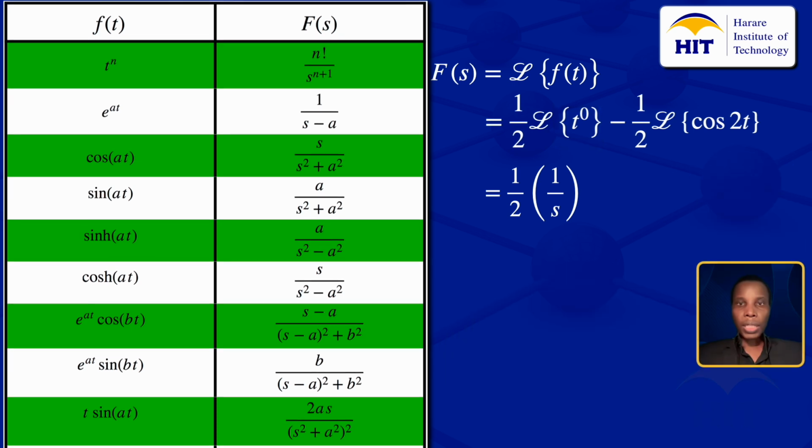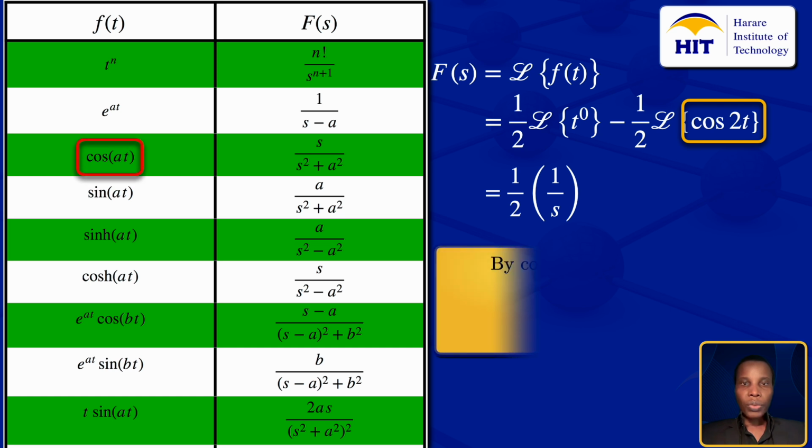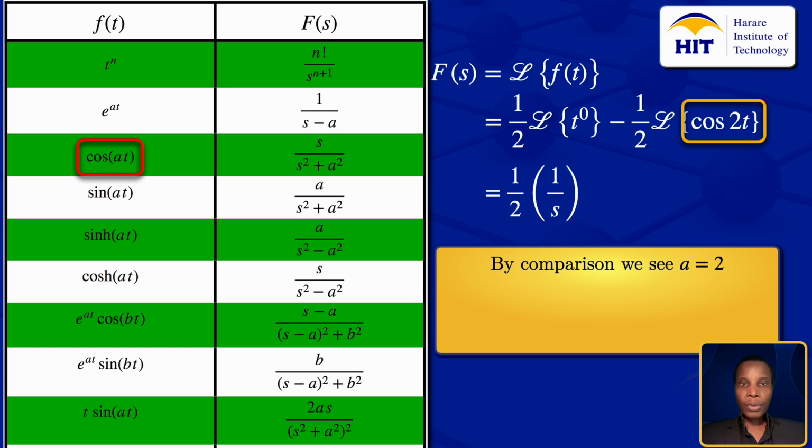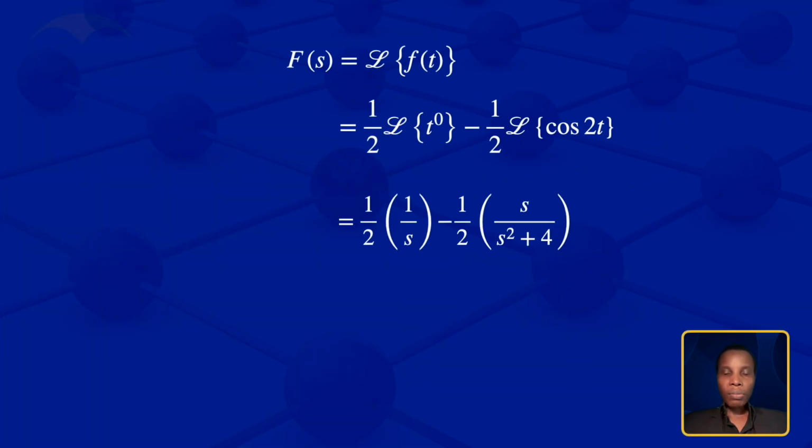And then go on and look at the next part, which is this one here. We see that it is of the form cosine of at. And by comparison of the two highlighted parts, we see that a is equal to 2. So a equals 2, we substitute it here, so that we have F of s is equal to s divided by s squared plus 2 squared. 2 squared, that's a 4. So our expression becomes s divided by s squared plus 4. So that's the Laplace transform of this highlighted part. So our expression will then become minus a half multiplied by s divided by s squared plus 4. And that's the Laplace transform that we have.